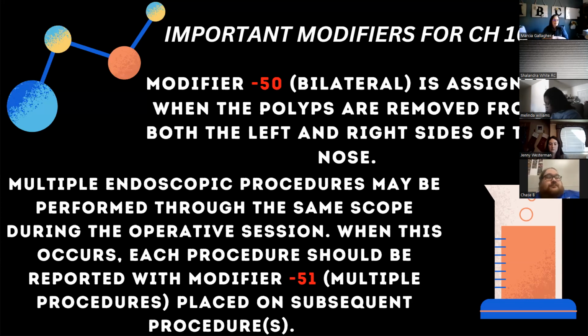So let's see, modifier 50, bilateral, is assigned when polyps are removed from both the left and the right side of the nose. So that's an example right there of when you would use 50. A modifier 51 means multiple procedures, okay? So a multiple endoscopic procedure may be performed through the same scope during the operative session. When this occurs, each procedure should be reported with modifier 51.